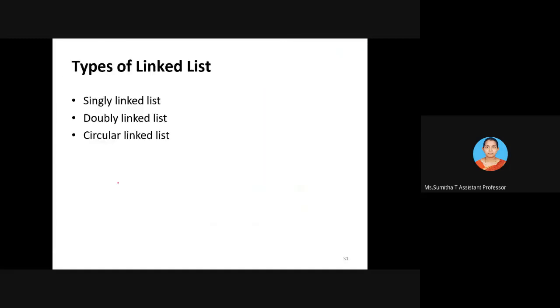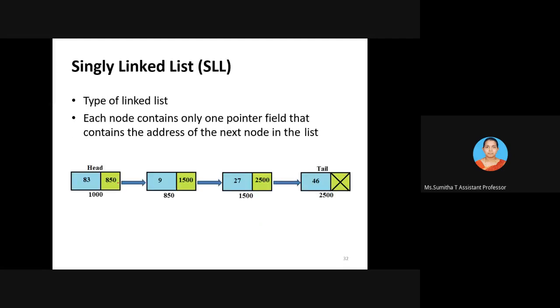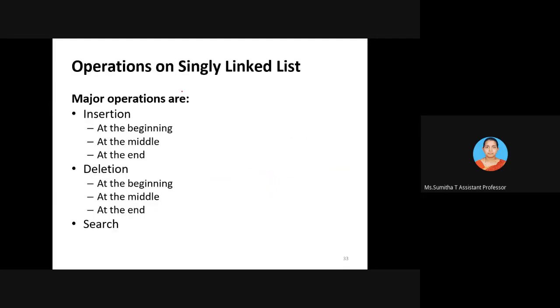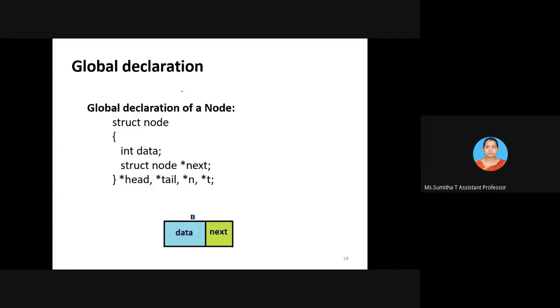Now, going back to the types of linked list. This is the example for SLL, that is, singly linked list. What operations can we do? Insertion, deletion, and search operations. These are the main operations, and we can also display and reverse the particular list. These are the main operations under singly linked list.